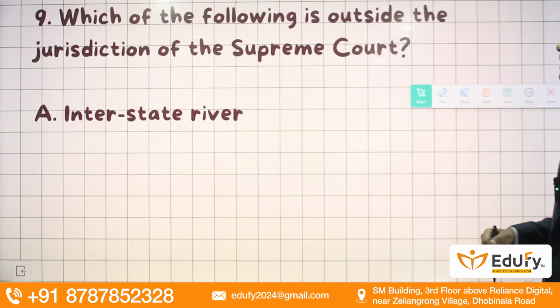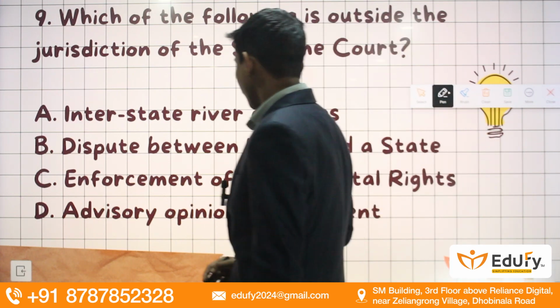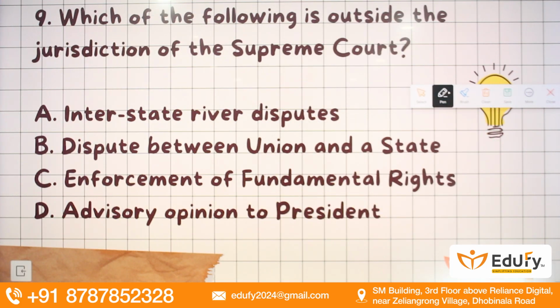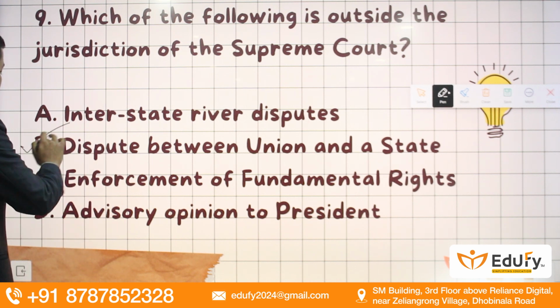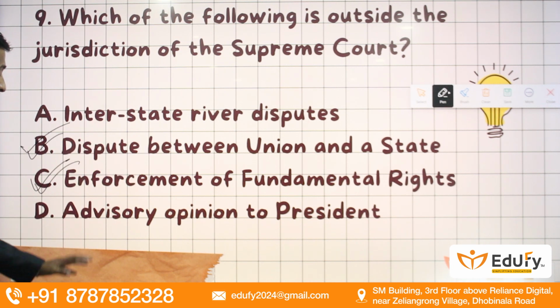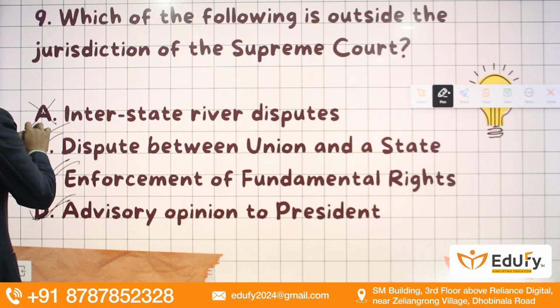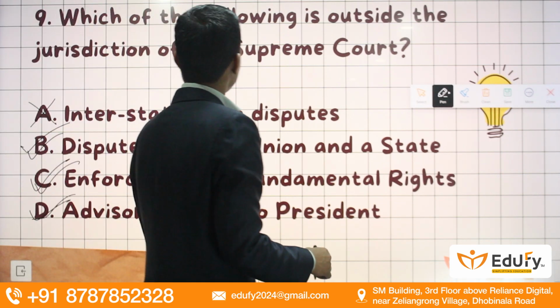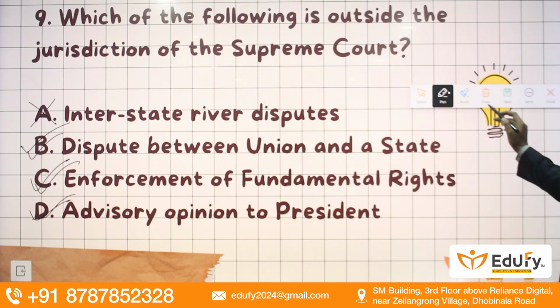Which of the following is outside the jurisdiction of Supreme Court? So guys, which of the following is outside the jurisdiction of the Supreme Court? So dispute between union and state, it is under the original jurisdiction. Enforcement of the fundamental rights, it is under the writ jurisdiction. Advisory opinion to the president is under the advisory jurisdiction. Okay, then comes interstate river disputes. This is not under the jurisdiction of the Supreme Court. So the option A will be the correct option.